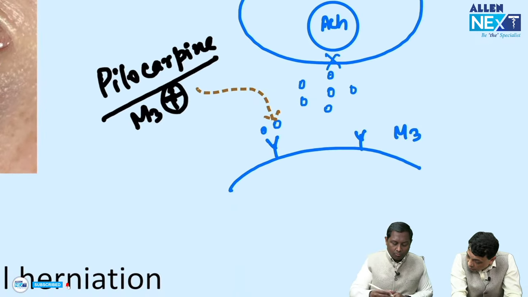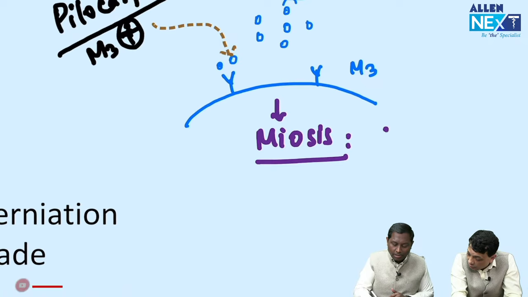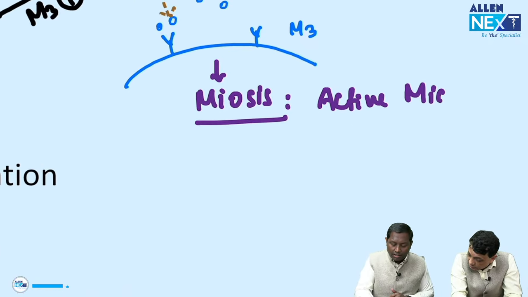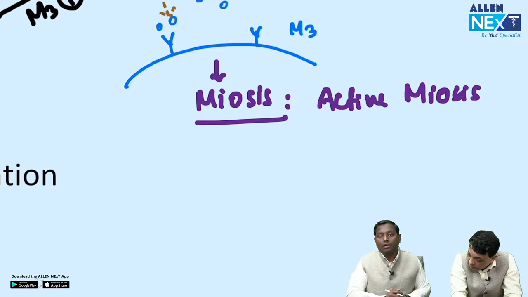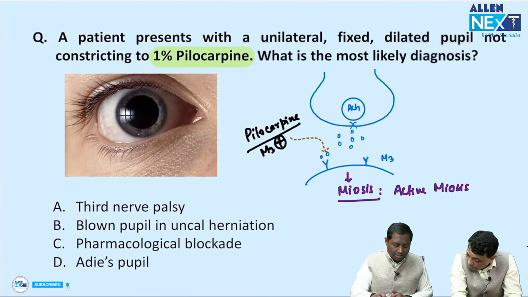If a parasympathomimetic drug like pilocarpine is given, definitely it can cause miosis. The type of miosis that we read will be active miosis, I believe. Yes. And this is another very important type of question that is very frequently asked, especially in AIIMS: active miosis, passive miosis, active mydriasis, passive mydriasis. I think we can take up in our upcoming session, sir. Right. That is beyond the scope of this lecture today.